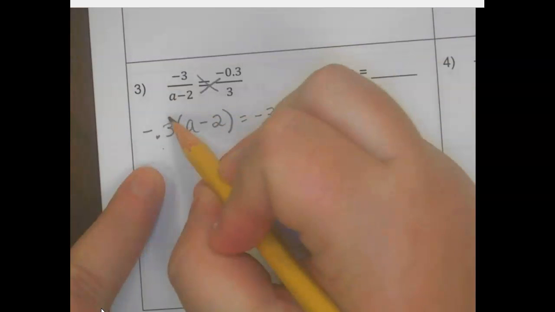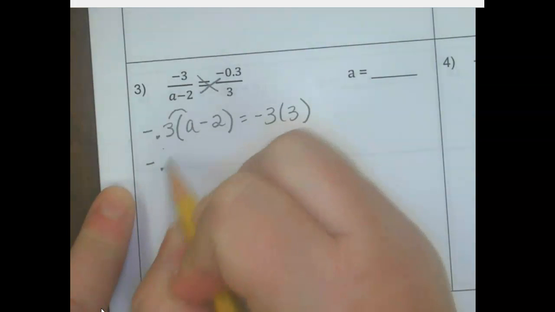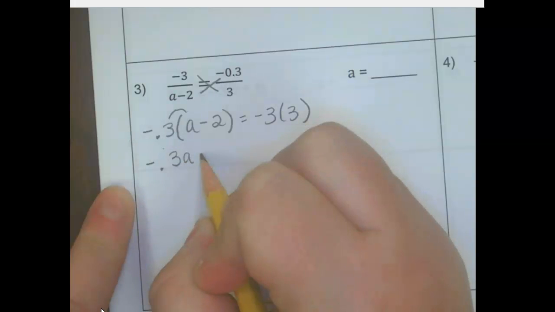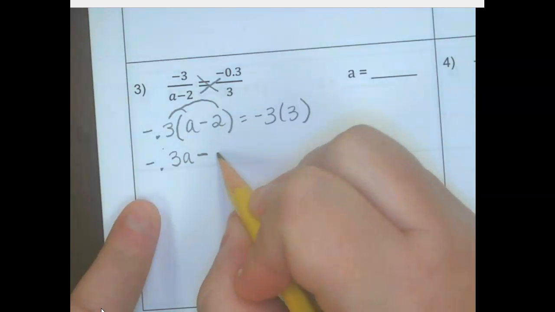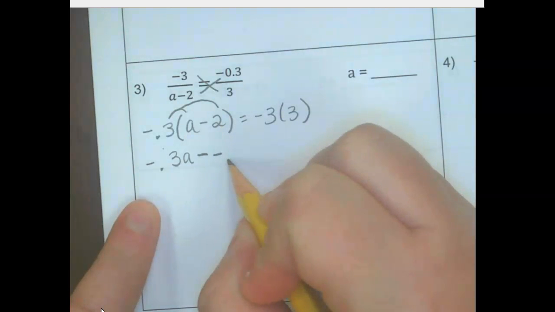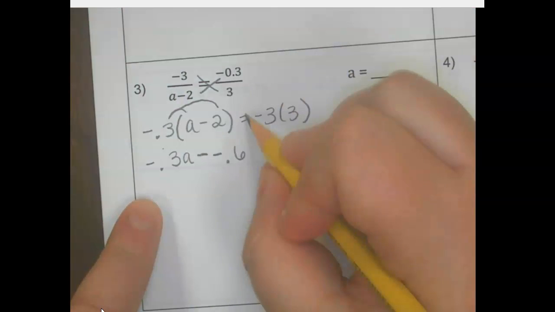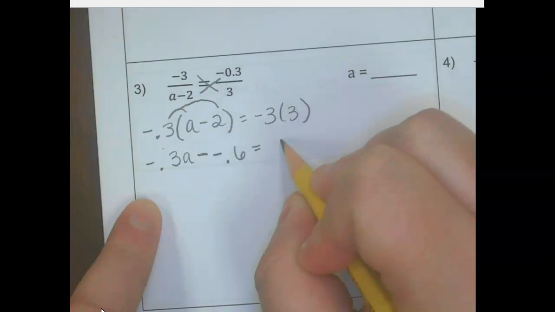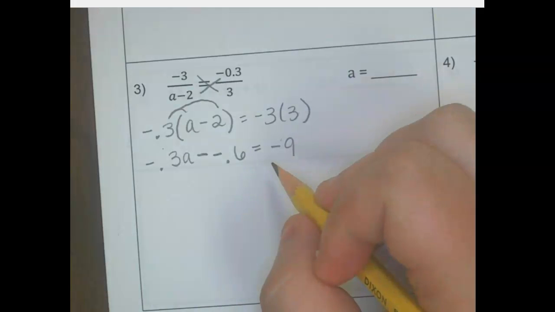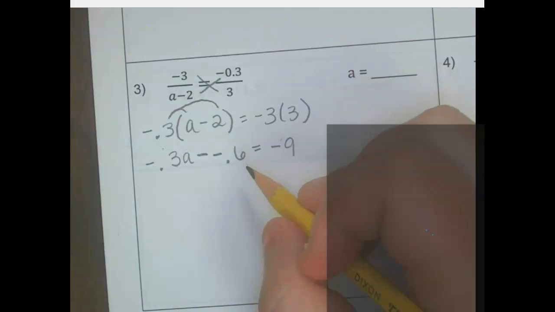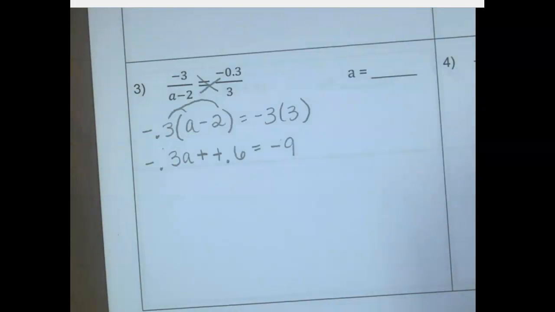So now I'm going to distribute from here. It's just a distribute and solve problem. So negative 0.3a. Bring down my subtraction. Negative 3 times 2 is going to be a negative 0.6. Well, that's messy. Equals negative 3 times 3 is negative 9. I am going to go ahead and change that subtract a negative to add, a line changing a sign, because that is messy, messy, messy.